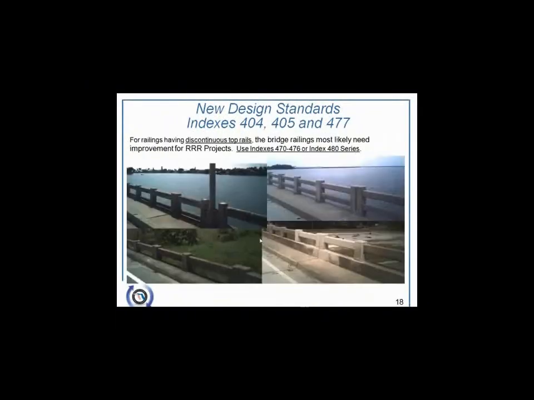And if we look here, for railings having discontinuous top rails, the bridge railing most likely needs to be improved for triple R projects. And therefore, you would need to use indexes 470 through 476 or index 480 series. And you can see examples of discontinuous top rails here. These are the old precast style where they cast this post around the precast beams.